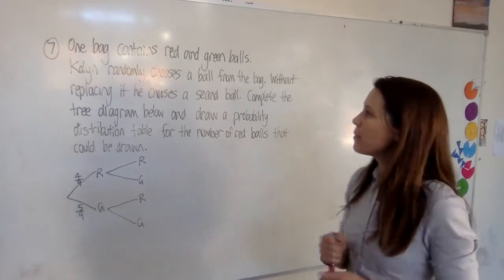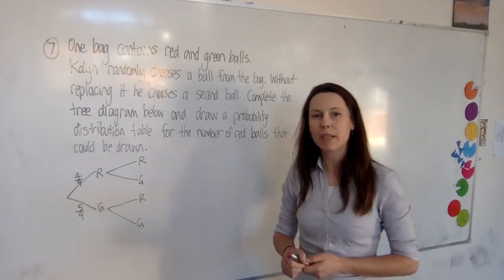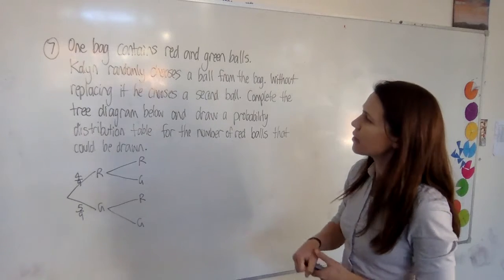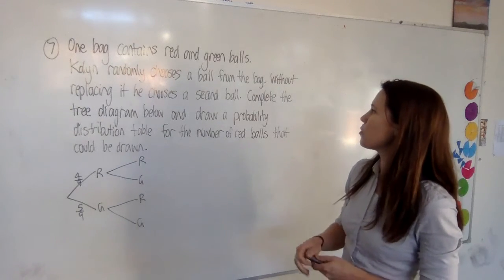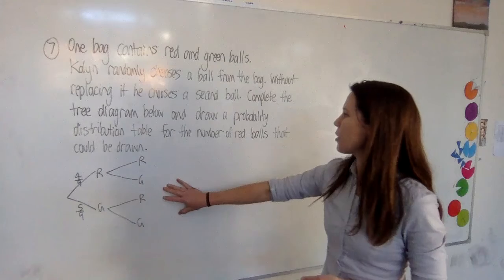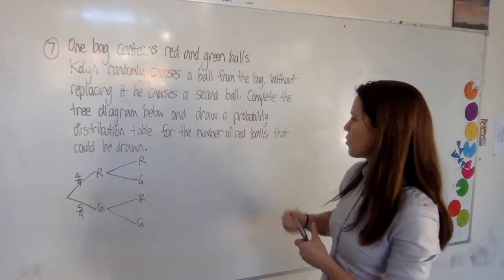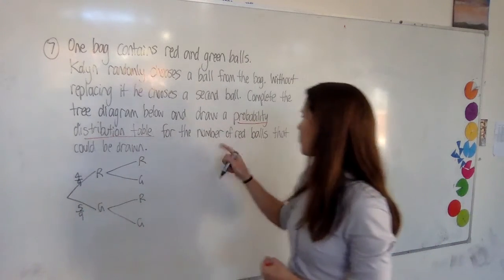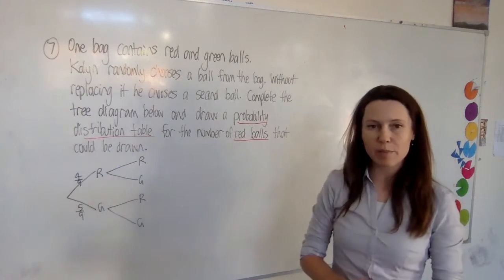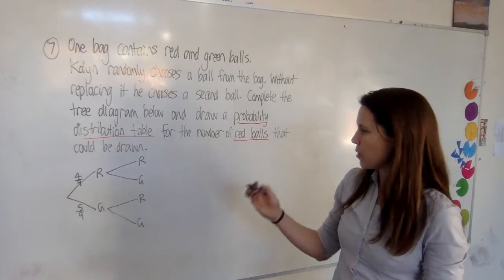Question 7. One bag contains red and green balls. Kaylin randomly chooses a ball from the bag. Without replacing it, he chooses a second ball. Complete the tree diagram below and draw a probability distribution table for the number of red balls that could be drawn. Okay, so there's 4 possibilities here.